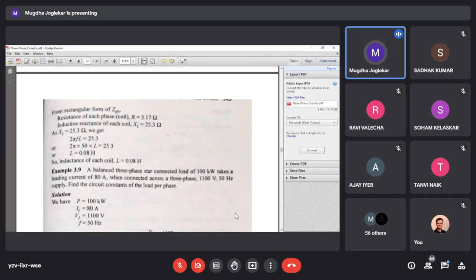A balanced three-phase star connected load of 100 kilowatt takes a leading current of 80 ampere when connected across a three-phase 1100 volt 50 hertz supply. Find the circuit constants of the load per phase. So all of you just think about it. What is 100 kilowatt? Power. That is the total power absorbed, given directly, and they have given the total leading current, means IL. VL is 1100 volt. So by using the three formulas you can find the answers. They want the circuit constants, means ZPH value, R and XC or XL. Depending on your ZPH you will decide whether it's a capacitive or inductive circuit.